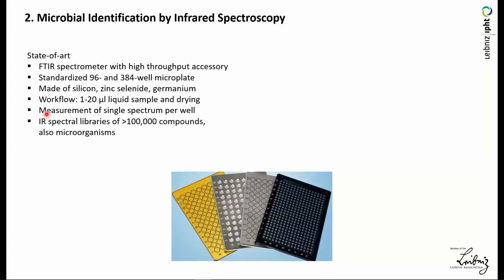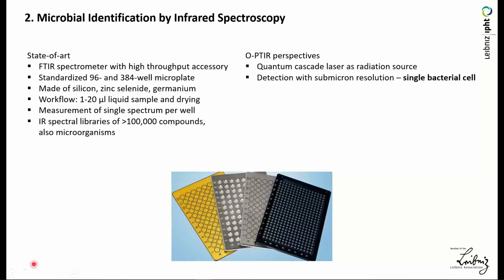There are infrared spectral libraries available with more than 100,000 compounds, and there are also libraries available for microorganisms. Now the O-PTIR perspectives. First of all, quantum cascade lasers are used as radiation source, and this enables new detection schemes, the so-called optical photothermal detection, as explained by Mustafa, with submicron resolution. This enables us to collect spectra on a single cell level, that means from single bacterial cells.